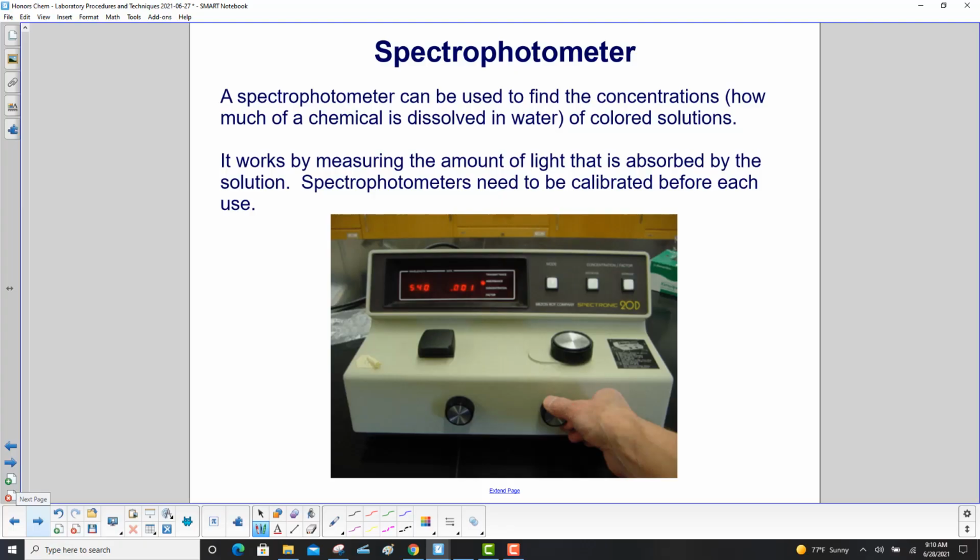A spectrophotometer can be used to find the concentrations, how much of a chemical is dissolved in water, of colored solutions. It works by measuring the amount of light that is absorbed by the solution. Spectrophotometers need to be calibrated before each use.